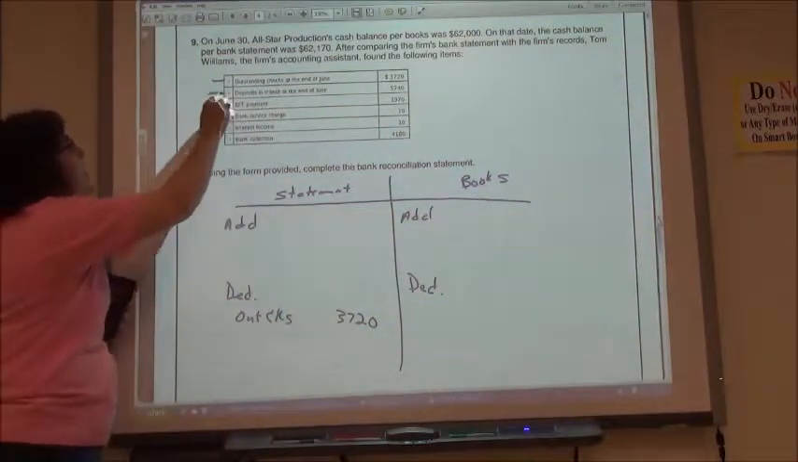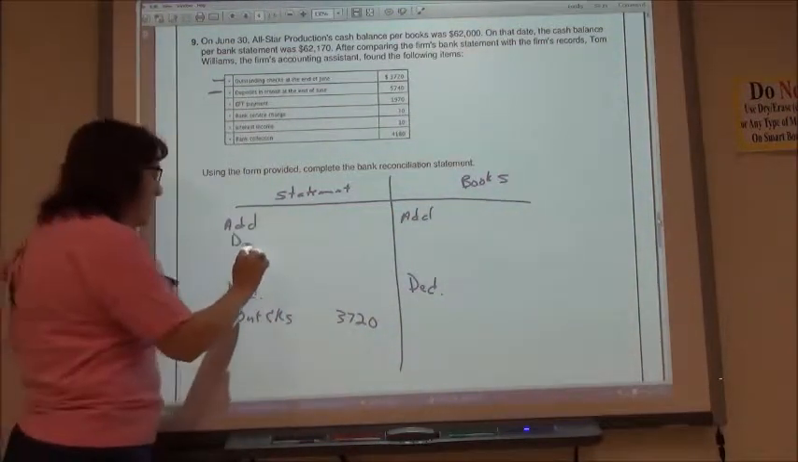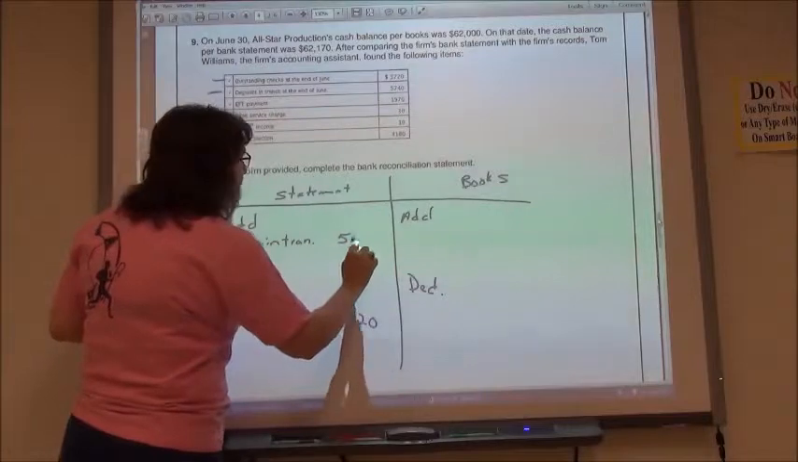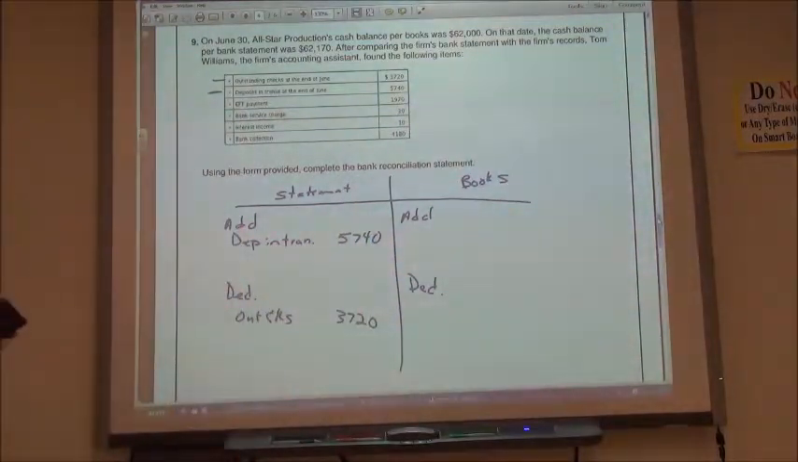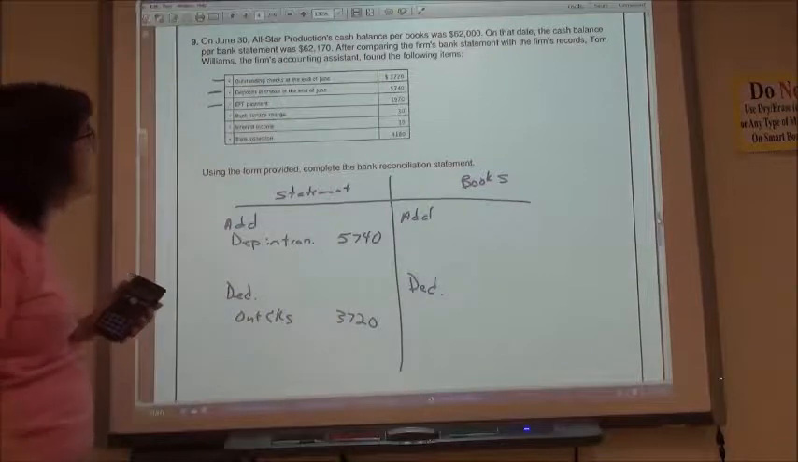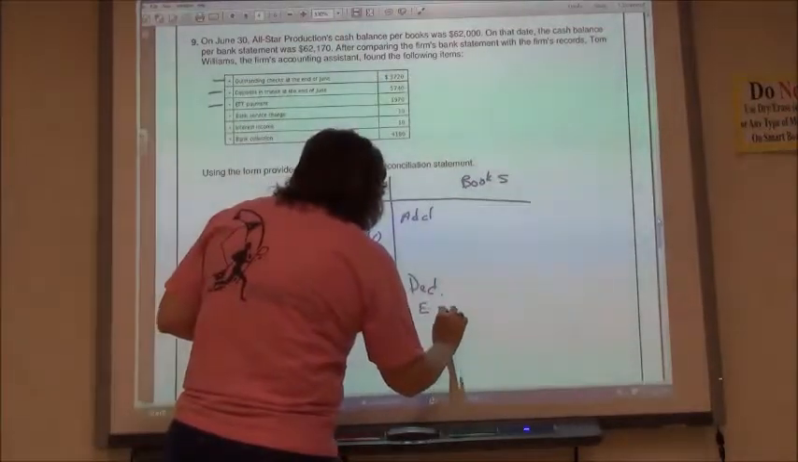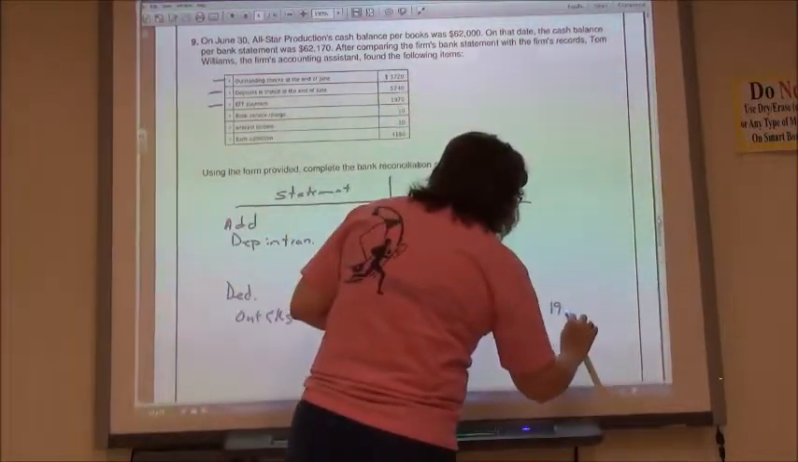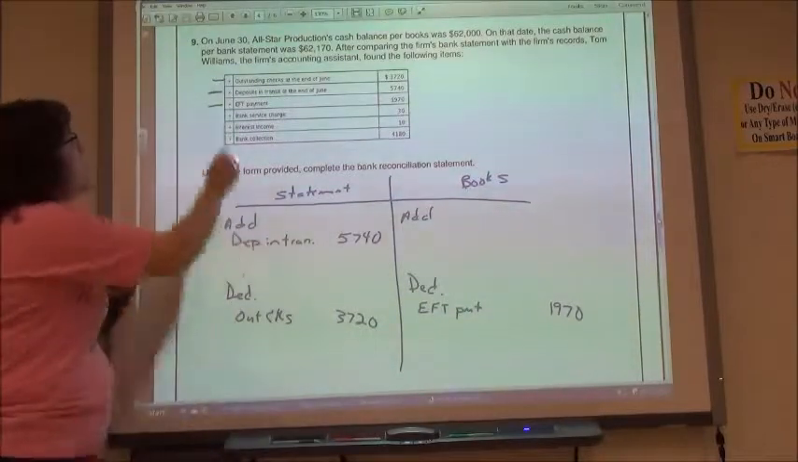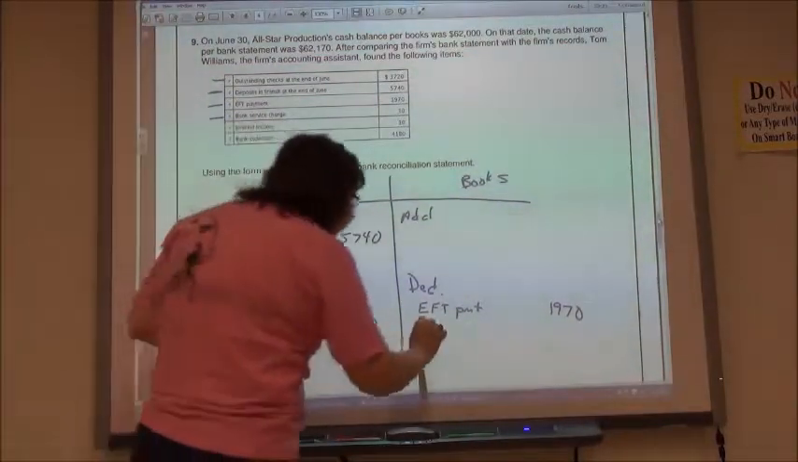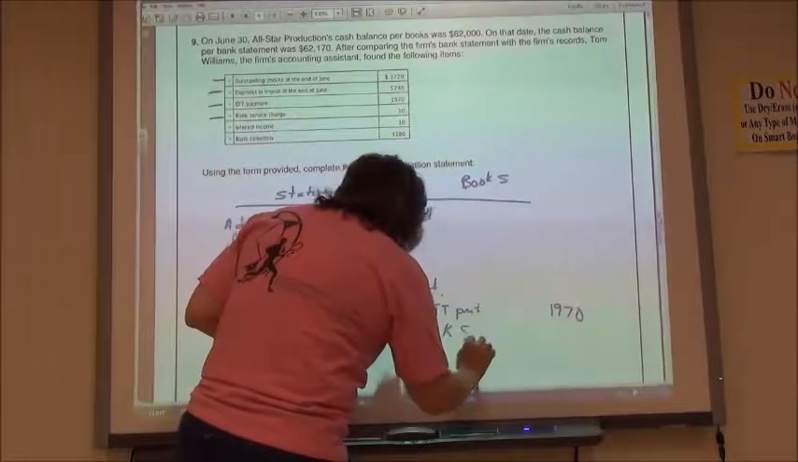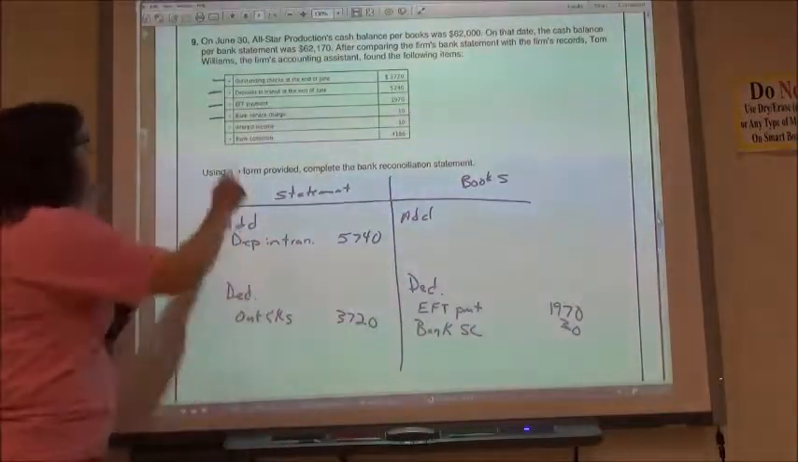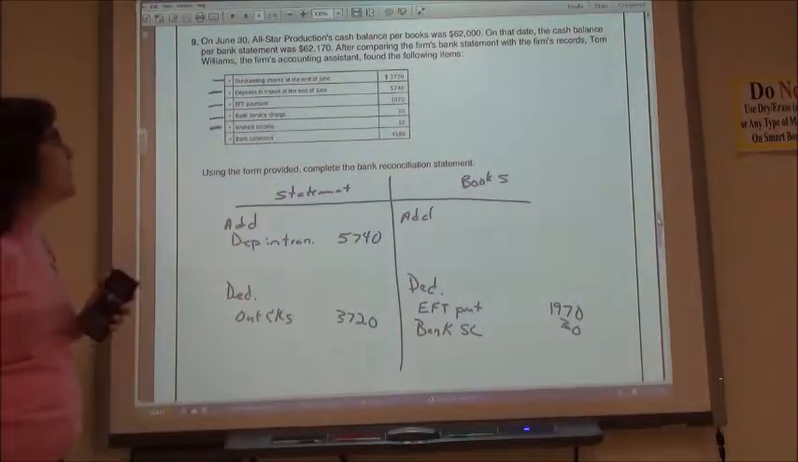Deposits in transit. I made these deposits, but they're not on my statement yet. $57.40. Deposits in transit. Electronic fund payments. I made a payment electronically, so I'm going to deduct the payment of $19.70. Bank service charge. The bank charged me a fee. It's going to be on my statement, but I don't have it in my books. So the bank service charge, $30.